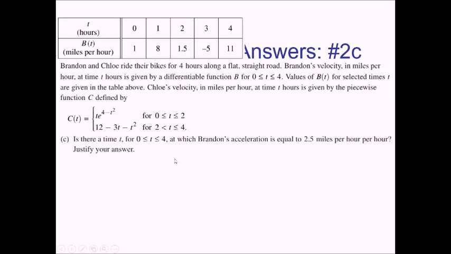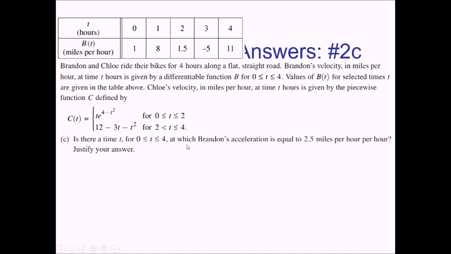For this part of the problem, we want to know if there's a time between 0 and 4 at which Brandon's acceleration equals 2.5 miles per hour squared. So we have a chart here, a table of Brandon's velocity, and we're asking about a value of his acceleration, which is the derivative of velocity. Well, if we're trying to make a leap from a function to the instantaneous rate of change of that function, we're basically trying to use the mean value theorem.